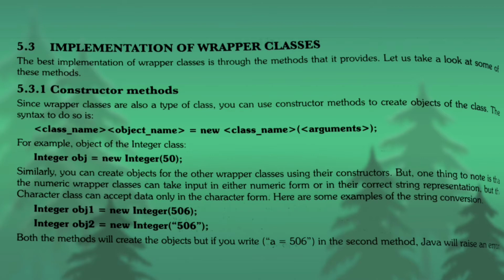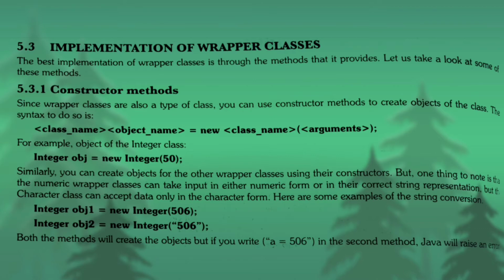But for the Integer class, you can use two types of arguments. Either the argument should be a numeric value without a decimal point, or it should be a numeric string. A string means the argument can be enclosed in double quotes, but the value within the double quotes should be a numeric value. For example, here Integer obj1 is declared and it has the value 506, which is a numeric value.